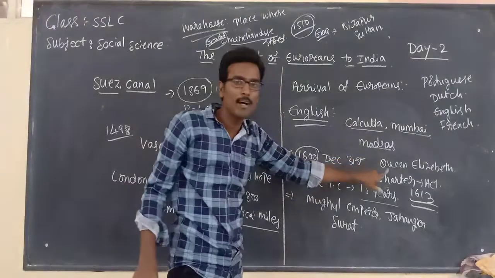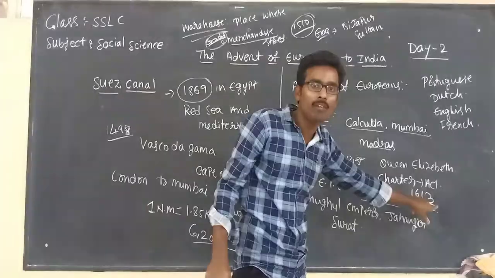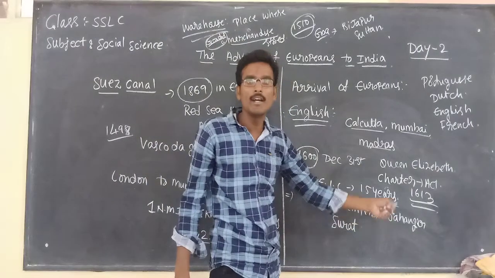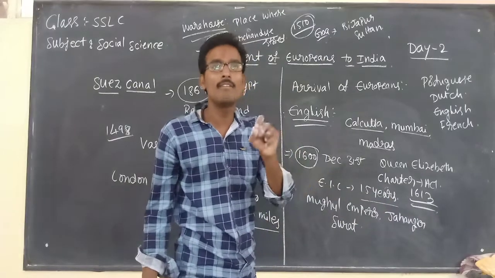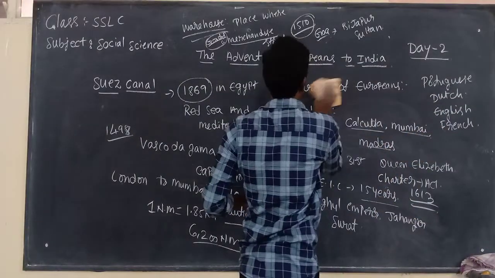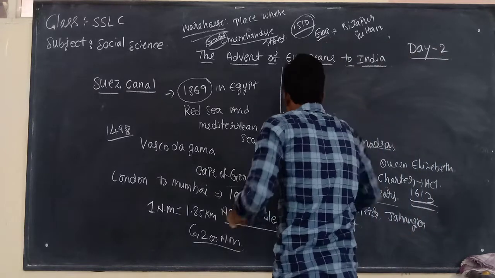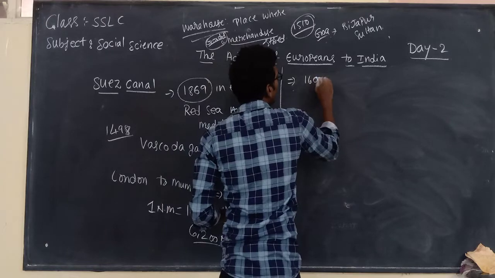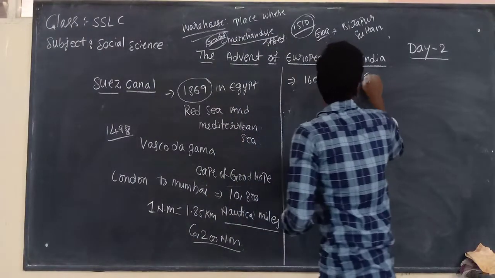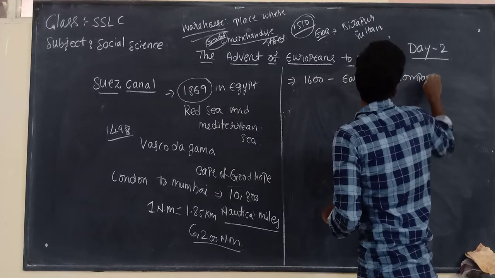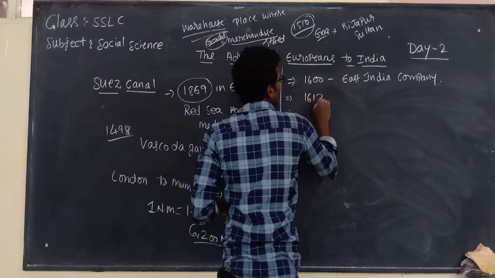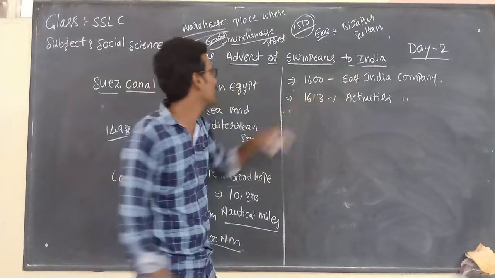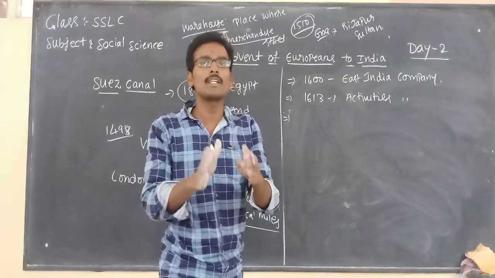So in 1600 the East India Company was established. From 1613 onwards, the activities of the East India Company officially started in India. After that, Mughal Emperor Jahangir gave permission to the British people to construct their factory at Surat. Next. What are the years we discussed so far? 1600, East India Company. After that, 1613, activities of the East India Company, meaning functioning, started. And after that, Jahangir gave permission to the British to construct their warehouse at Surat.